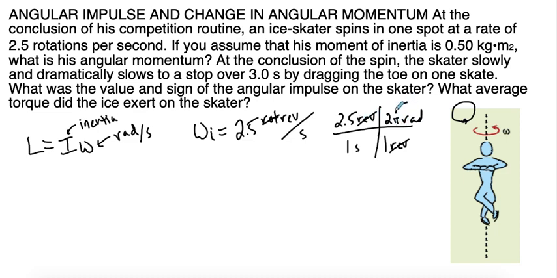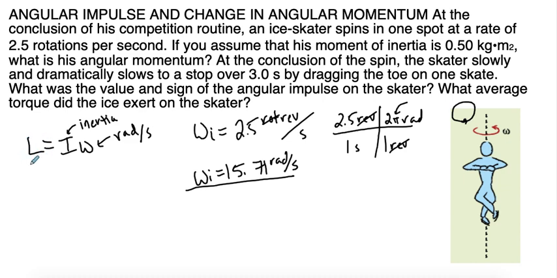Now I don't want this in terms of pi. It might be best to drag that through the entire time, but I'm going to round this to get us a decimal to carry through. So my initial angular velocity is going to be 15.71 radians per second. So that's our initial angular velocity that our skater has. We need to use this to calculate our angular momentum at that time.